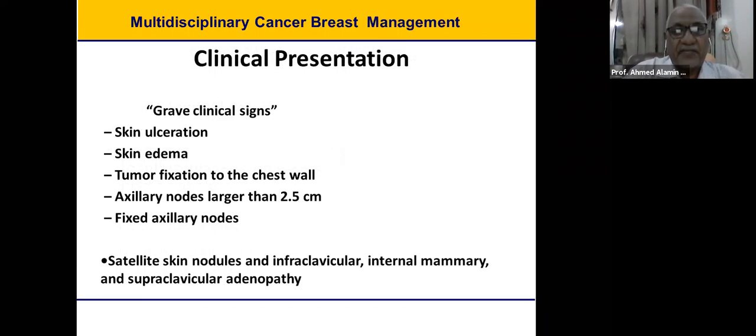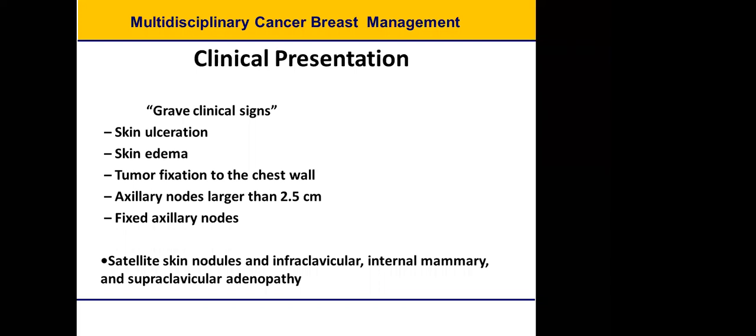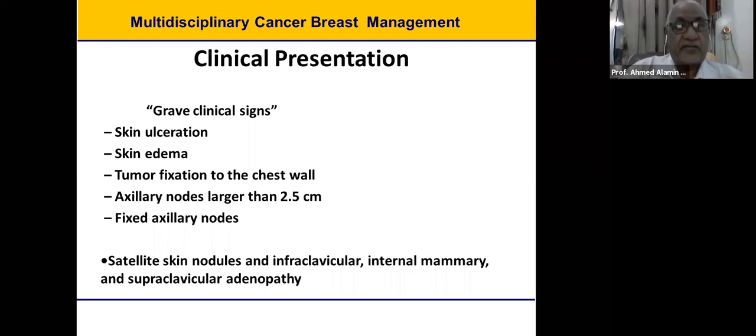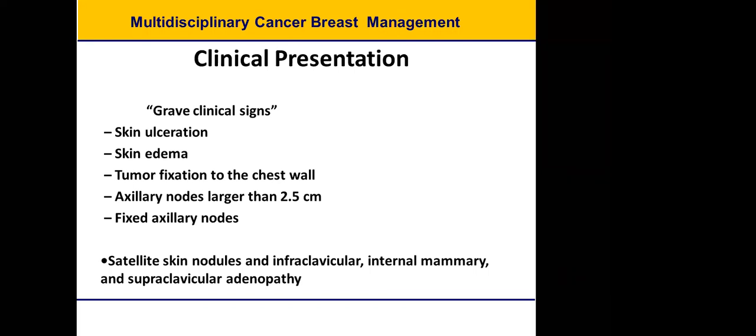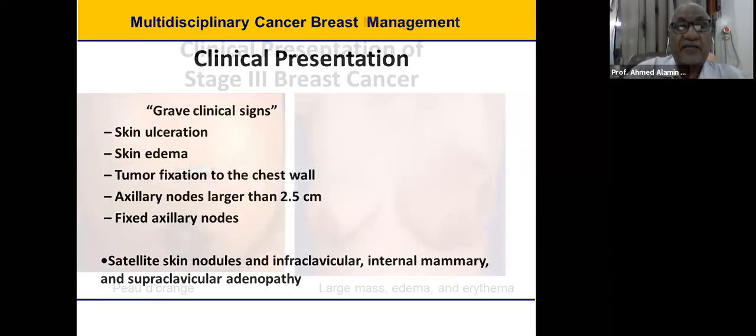The clinical presentation is very grave and very serious, as you will see later, in the form of skin ulceration, skin edema, tumor fixation to the chest wall, axillary nodes larger than 2.5 centimeters, fixed axillary nodes, satellite nodules in the skin, and infraclavicular, internal mammary, and supraclavicular adenopathy. All these are late presentations of locally advanced breast cancer.